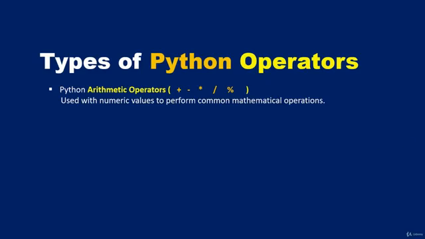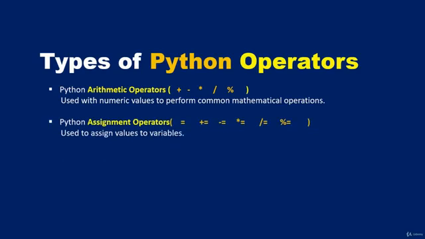They include things like plus, subtraction, multiplication, division, and this here is called the modulus operator. The next type of operator is the assignment operators. These types of operators are basically used to assign values to variables. So these are what the symbols look like. You've got the equals to, the plus equals, minus equals, multiplication equals, division equals, and modulo equals.